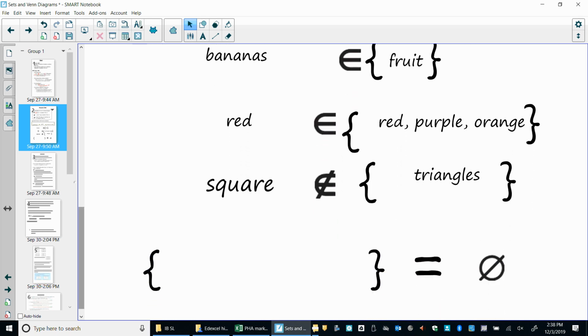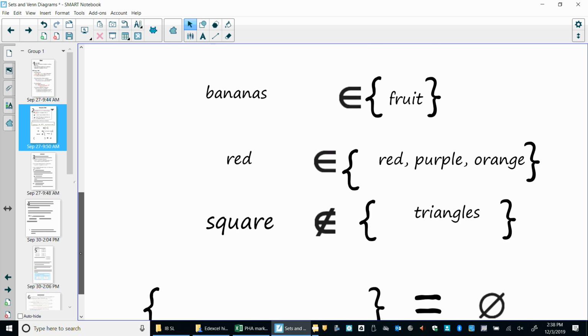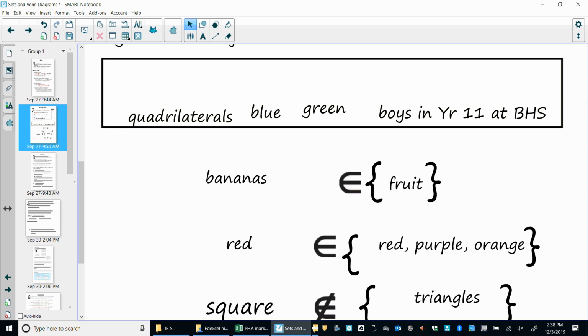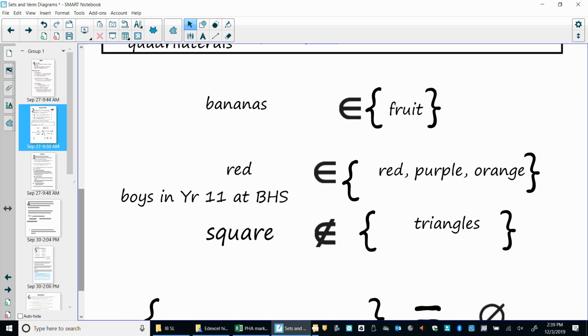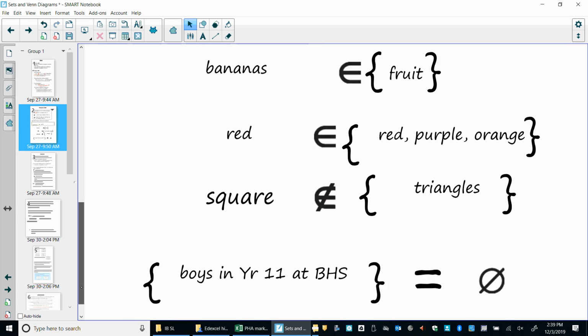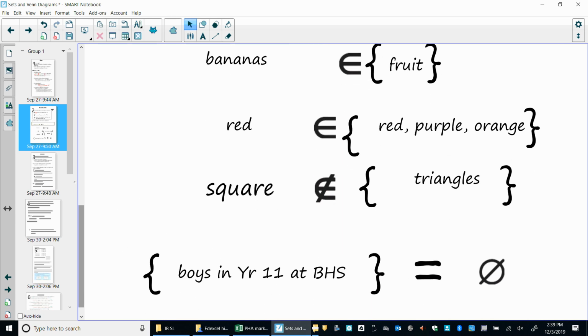Some groups would be classed as an empty set, like boys in your luck and a beach. Okay, this would be classed as an empty set. Colours, however, would not be an empty set. Quadrilaterals would not be an empty set either, because quadrilaterals have lots of things: any quadrilateral, rhombus, square, parallelogram, etc. But there are no boys in Year 11 at VHS.